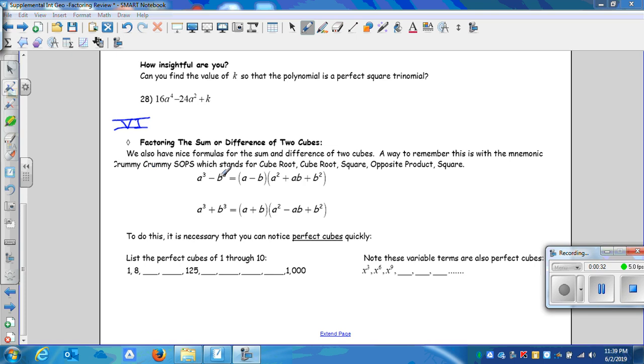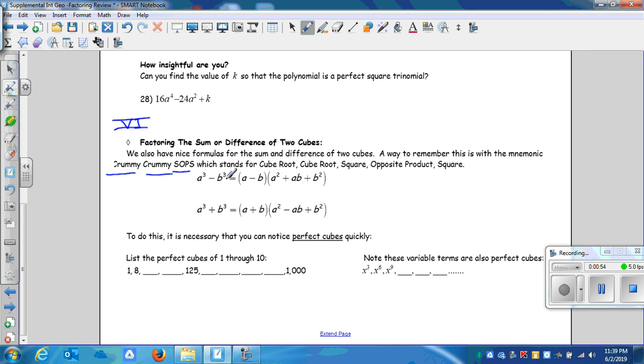Now most textbooks expect you to go through and memorize these formulas. Here at Yorktown we do have a special mnemonic that we use to memorize how to factor the sum or difference of cubes. And these are the mnemonics that we use. Crummy, crummy, SOPS. So let's look first at the formula and see if we can figure out how this fits.